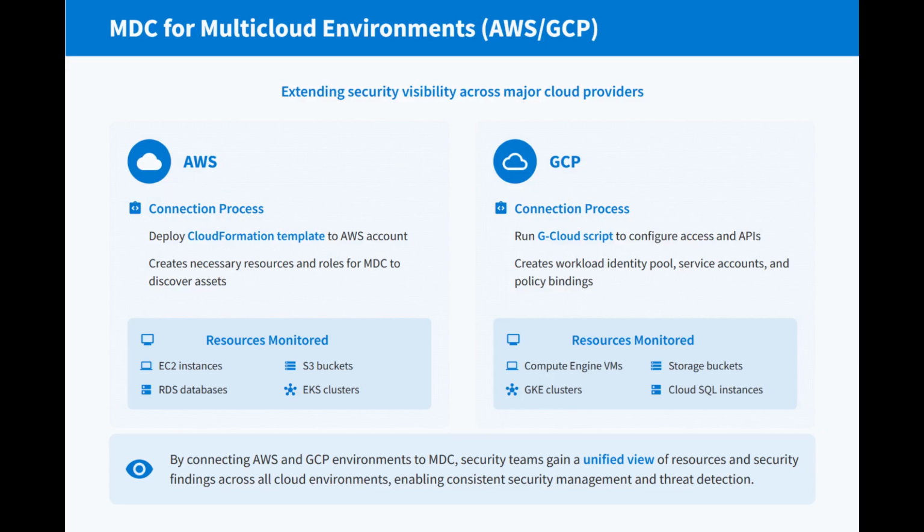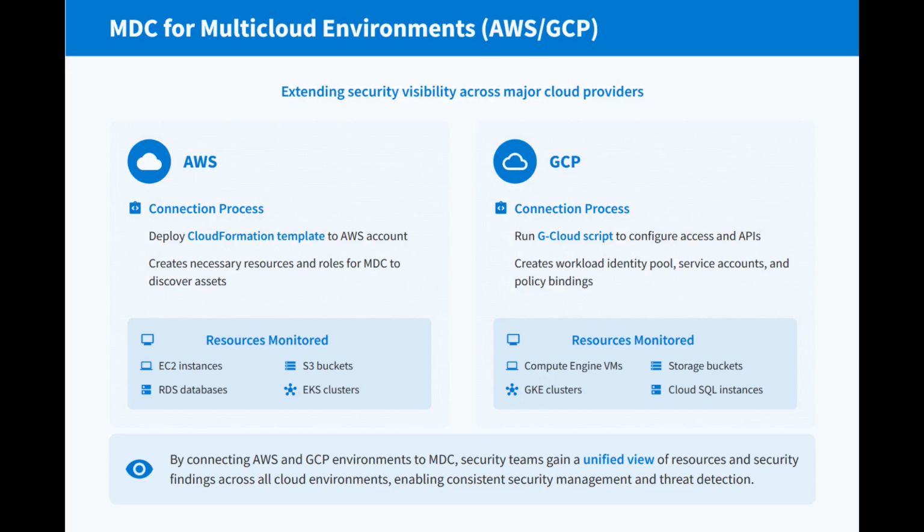You can also configure the scan interval for your AWS environment with options ranging from 4, 6, 12, or 24 hours, with 12 hours being the default. For GCP projects, like for AWS, you can similarly connect your GCP projects to Defender for Cloud. This integration provides a unified view of your GCP resources and security findings directly within Defender for Cloud.